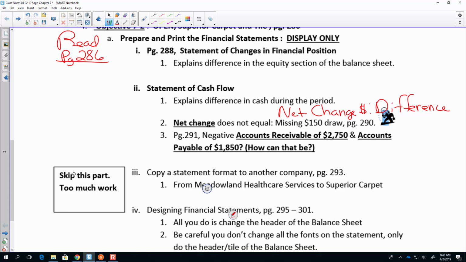One number shows the net change at $18,037.96. And the other change is $17,887.96. In reality, it's off by $150. And what's missing on the report is a draw. There's a draw entry not entered here. Probably it might have an incorrect date on the draw entry. So that's what makes the report in error.